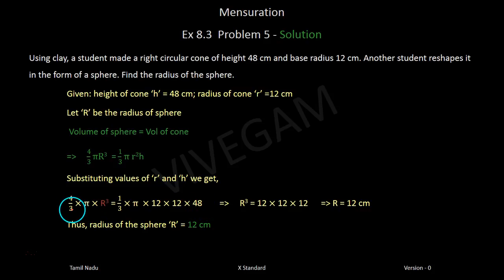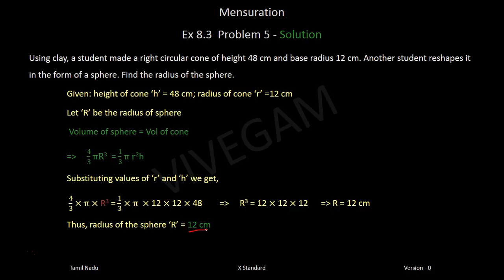You see, this 3 and 3 will cancel, pi and pi will cancel, and this 4 will cancel 48, 12 times. So R cubed will be 12 into 12 into 12, and R will be equal to the cube root of this, that is equal to 12 cm. Thus the radius of the sphere is 12 cm.